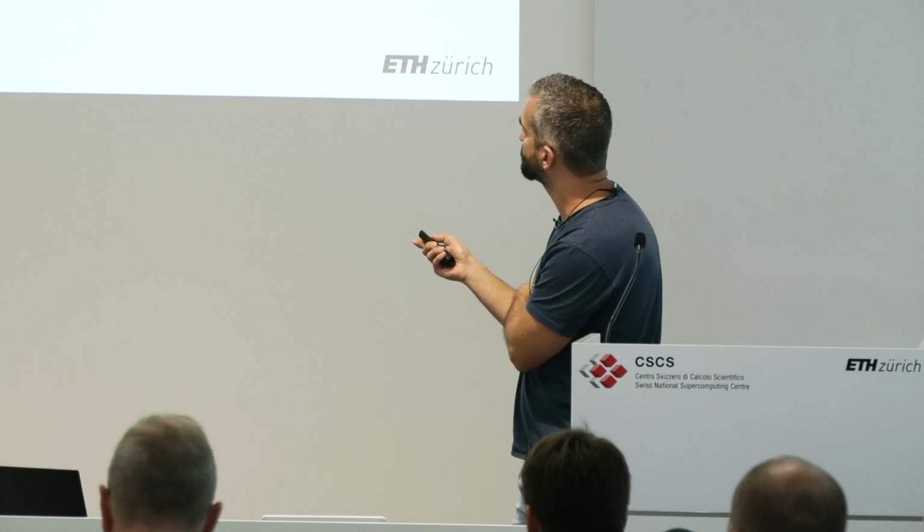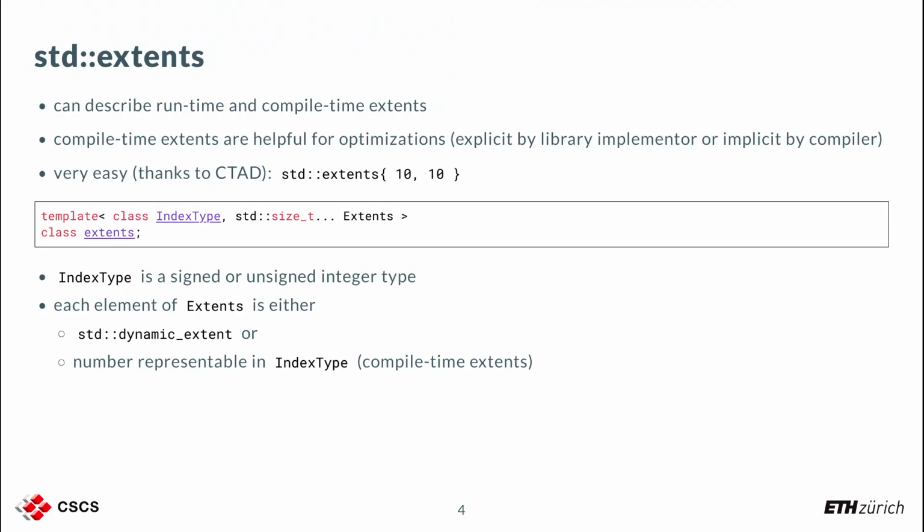We already saw constructing this is very simple, but only because here we are relying on class template argument deduction. If you look at what extents actually is, it's slightly more complicated. You have one more parameter, which I will skip, but it's the index type. Why would you want to specify it?